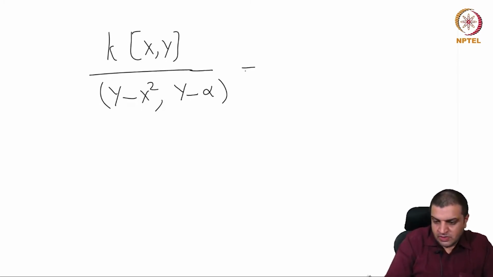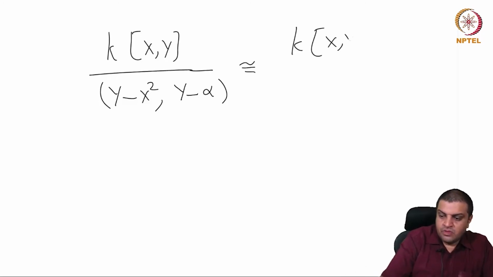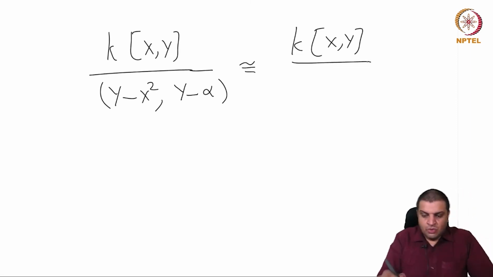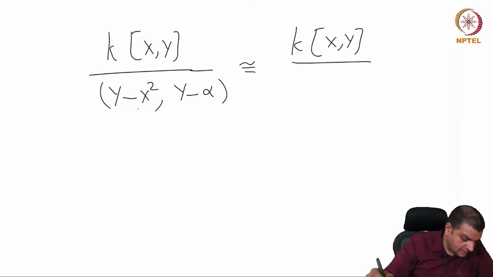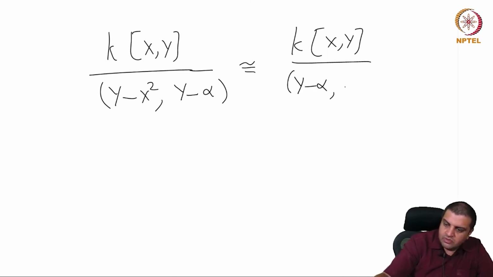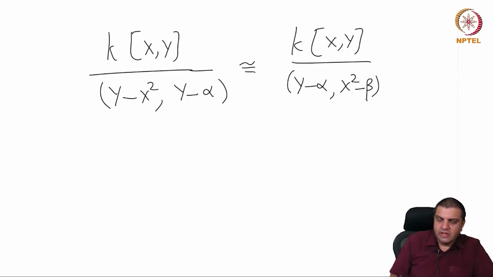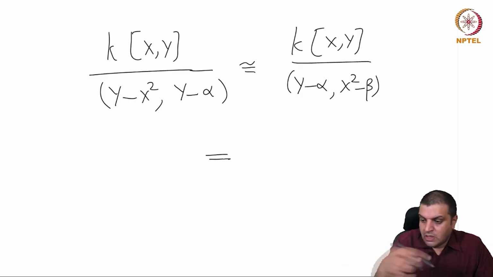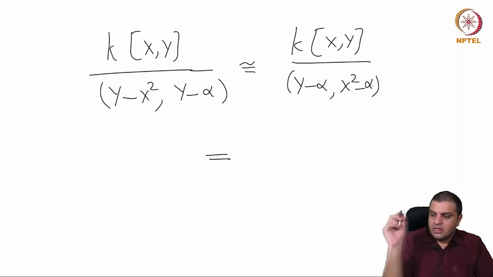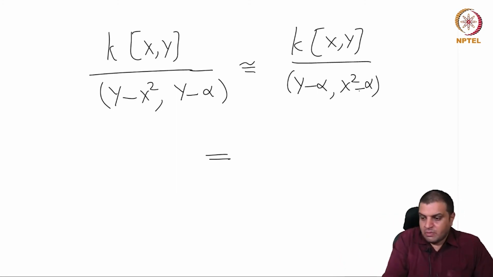So this is isomorphic to k[x,y] modulo y minus alpha and y minus x squared. We can rewrite this as x squared minus alpha. So this is not a maximal ideal.